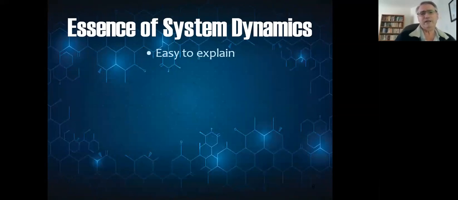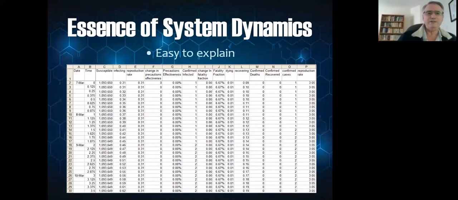System dynamics can be very easily explained to people that are unfamiliar with the concept by describing every parameter in a model as a column in a spreadsheet. And everyone is familiar with spreadsheets. So here's my model of the COVID epidemic.